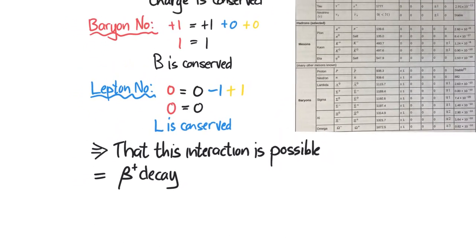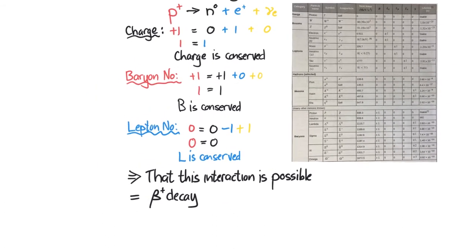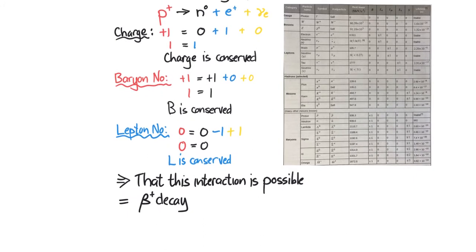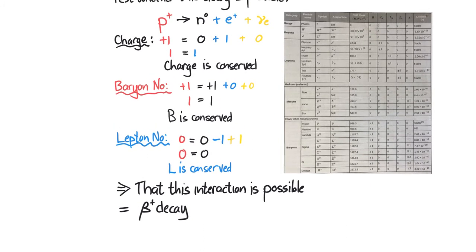And this interaction is actually known as beta plus decay, because what we get is the proton decays into a neutron and a positron, which is in actual fact a positive beta particle. Another name for it is a beta plus particle, a beta positive particle, as opposed to an electron, which is known as a beta negative particle. So this is beta plus decay.